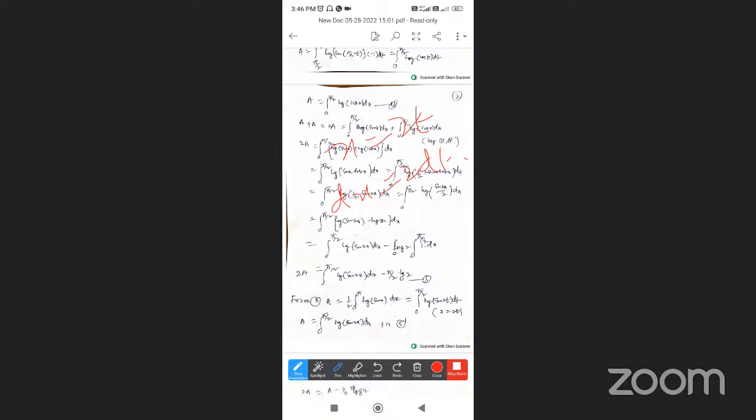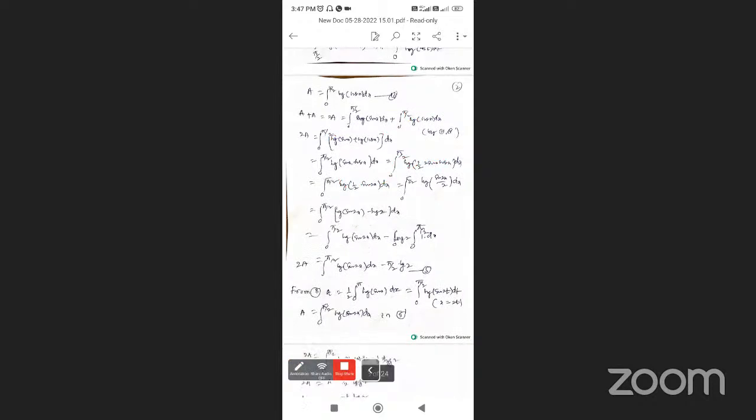So the integral from 0 to pi by 2 of log sin 2x dx. In the fifth equation, what is the fifth equation? The integral from 0 to pi by 2 of log sin 2x dx is equal to, as we know, A. So it is the fifth equation.